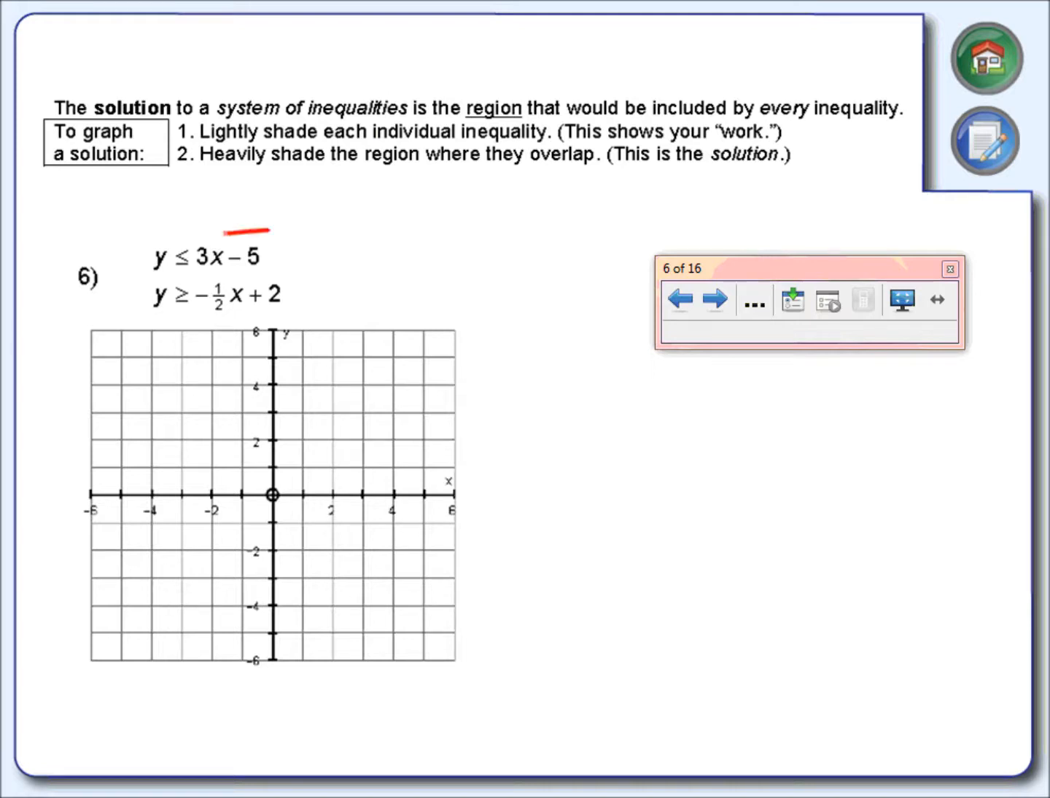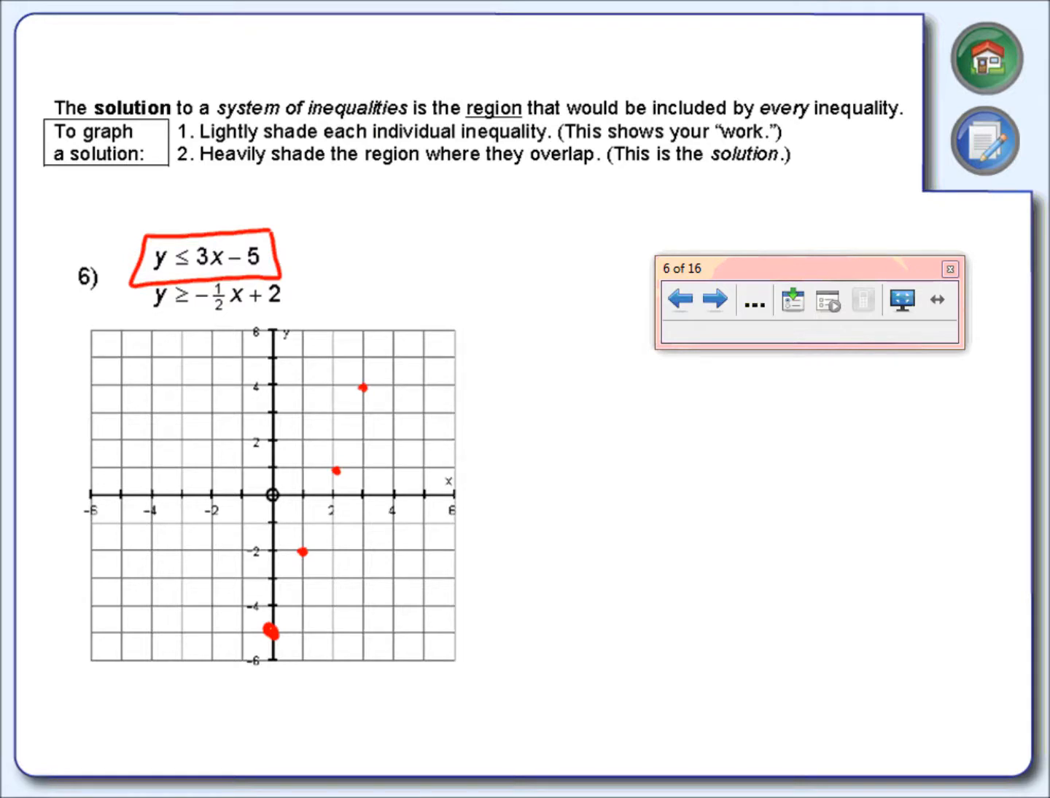Number 6. I've got y is less than or equal to 3x minus 5. We're going to graph that. Here we go. Negative 5, that's the y-intercept. That's our starting point. 3, that's our slope. Now, that needs to be a fraction, so I'm going to make it 3 over 1, which means we're going to rise 3, run 1. Up 3, over 1.